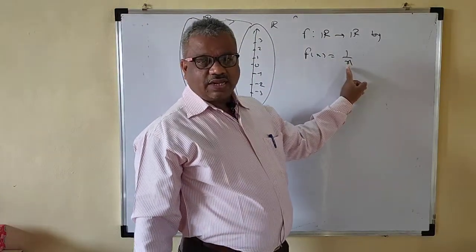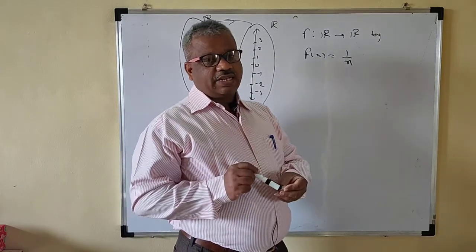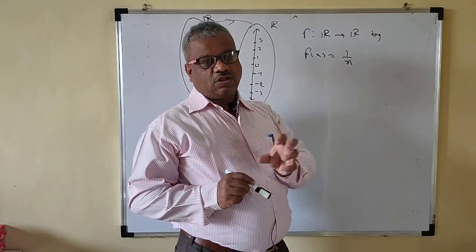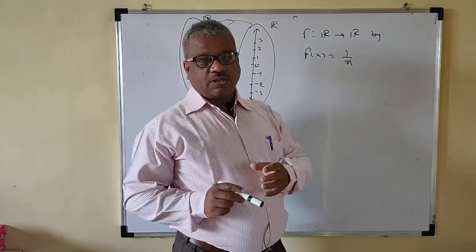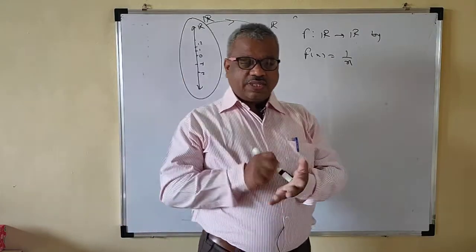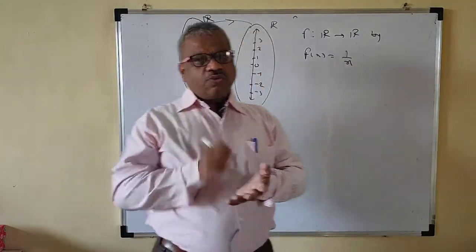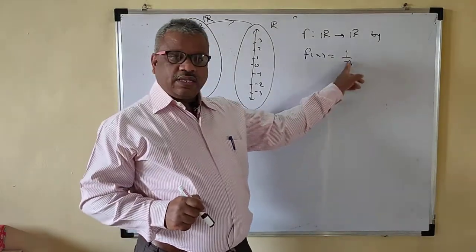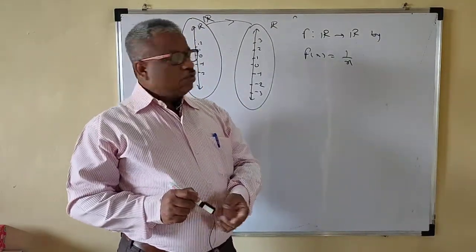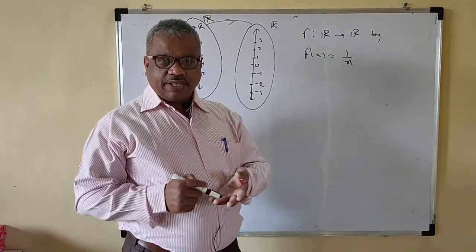So your x is there. If there is a numerator and denominator, always think on the denominator. So check the denominator. At what point is your denominator 0? If the denominator is 0, then everything is undefined. You are familiar with this. So now at what point will your denominator be 0? When your x is 0, 1 upon 0 is not defined, right?